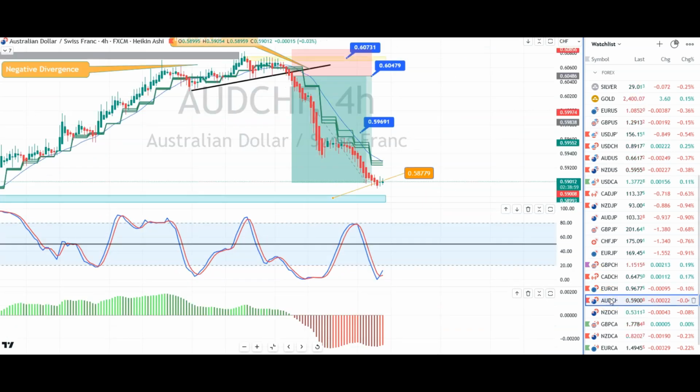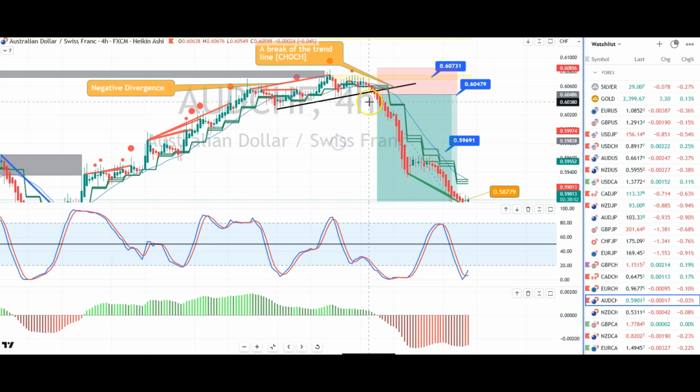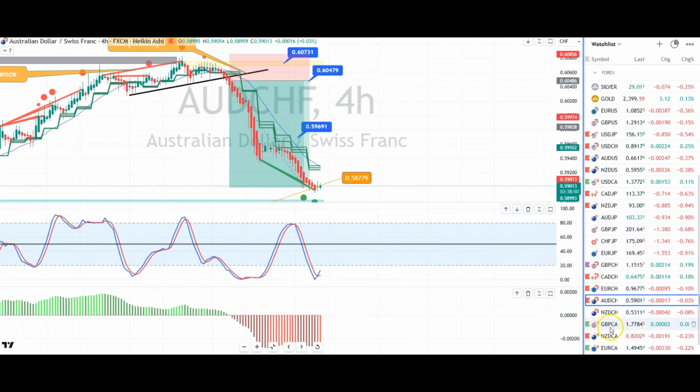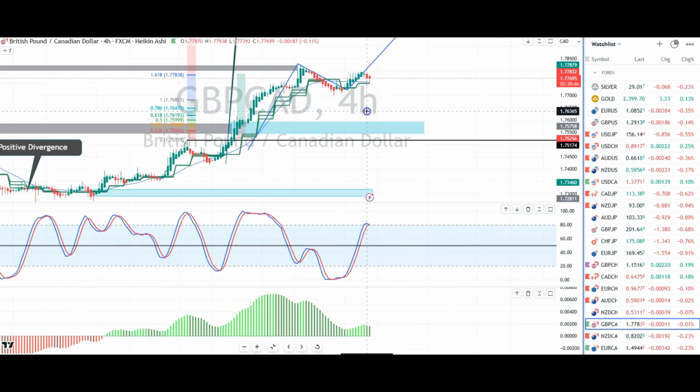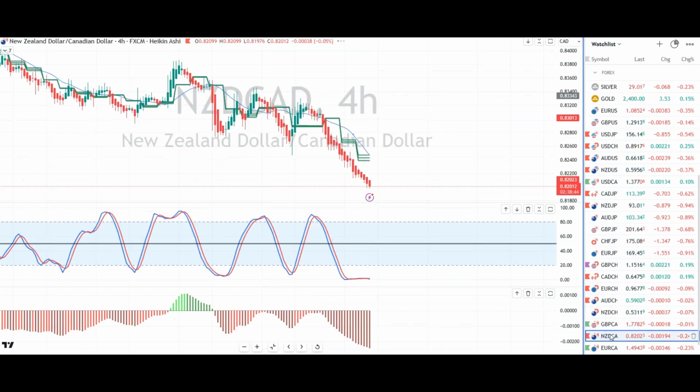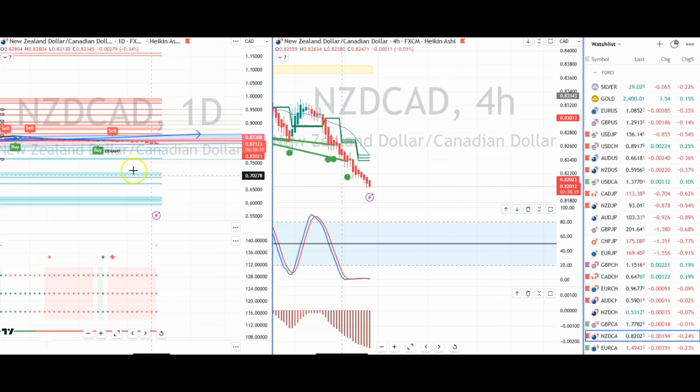Aussie Swiss. We had this one. Hopefully you profited from that. Pound Canadian. New Zealand Canadian. Let's go back to here.